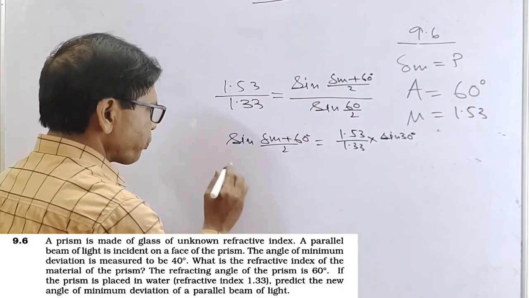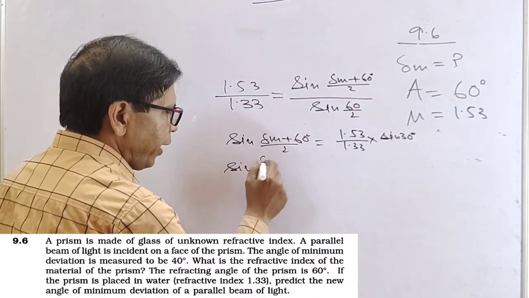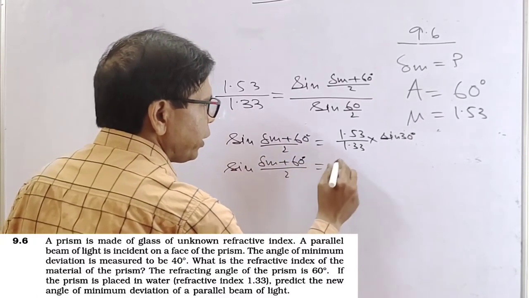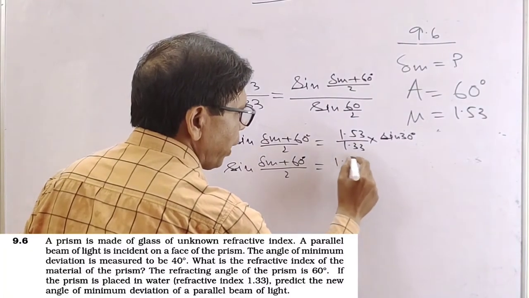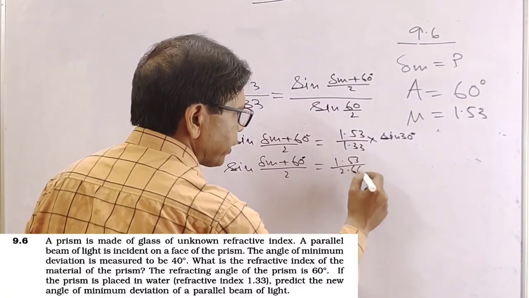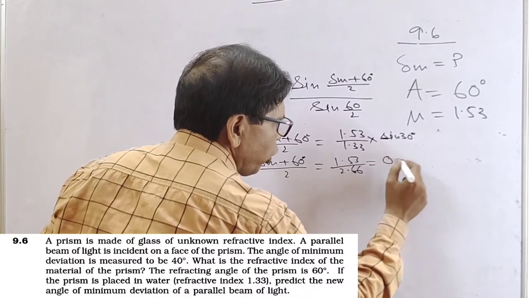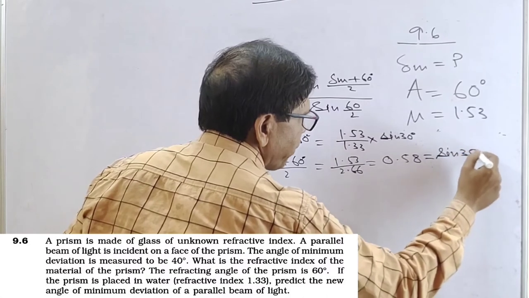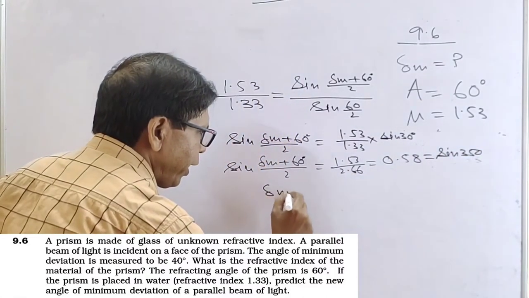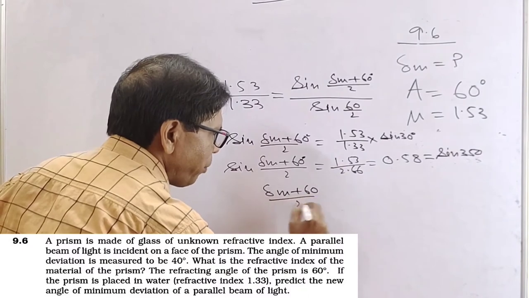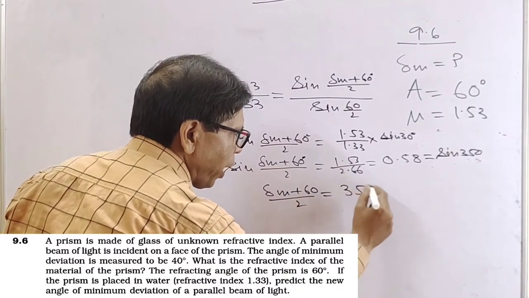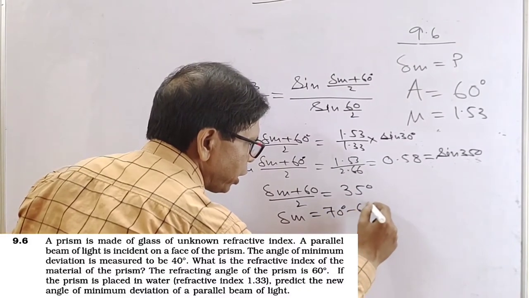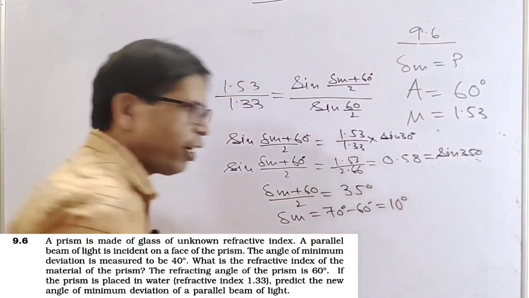So sine of (delta m plus 60 degree) divided by 2 becomes 1.53 divided by 2.66. This is equal to 0.58, almost equal to sine of 35 degree. So (delta m plus 60 degree) divided by 2 equals 35 degree. So delta m equals 70 degree minus 60 degree, so this is 10 degree.